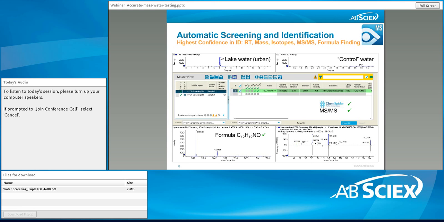The MasterView software can take these two water samples. It can go through the chromatograms, identify all the chromatographic features, and then compare these features against each other to identify which signals are unique for our urban contaminated water sample because they're not present in our control sample. And here the software very easily identified one big peak which was present in the lake water sample but not present or present at very low level in our control river water sample.